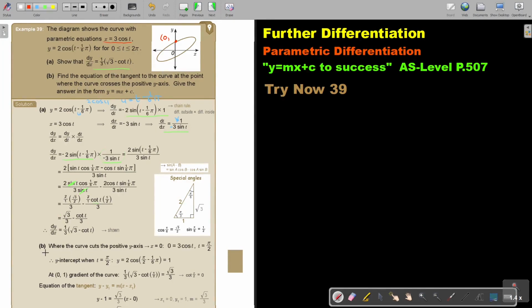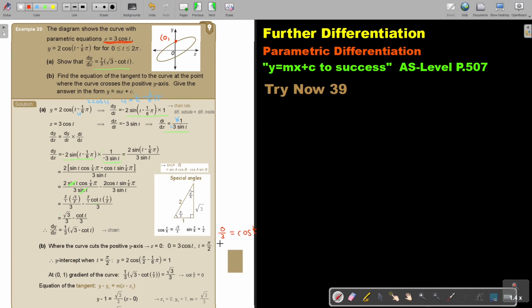Okay, so let's look at part B, where the curve cuts the positive y-axis. Find the equation of the tangent to the curve at the point where the curve crosses the positive y-axis. So it's there, do you see? And what is the value of x there? It's 0. So when x is 0, I go to this equation and I put a 0 there. And if I divide by 3, it's just going to be like this.